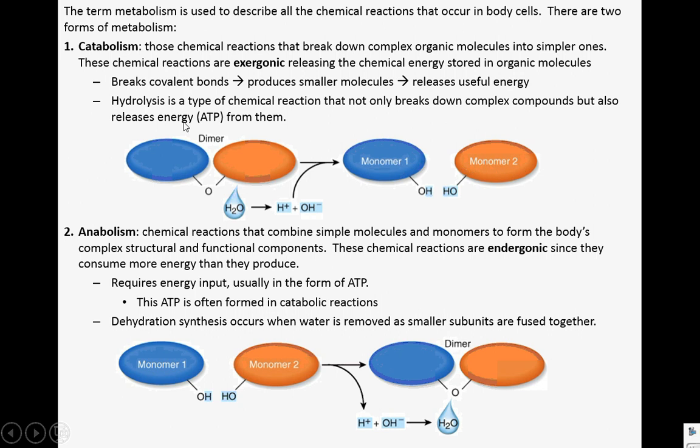And that's what releases useful energy in the form of ATP. The opposite of catabolic reactions are anabolic reactions, which is where we combine simple molecules and monomers to form the body's complex structural and functional components. Like a brick and another brick, this time, instead of breaking them apart, we bond them together to form a dimer. Okay. These chemical reactions are endergonic since they consume more energy than they produce. This type of chemical reaction actually requires energy in the form of ATP, which happens to be the energy that we formed back in a catabolic reaction.